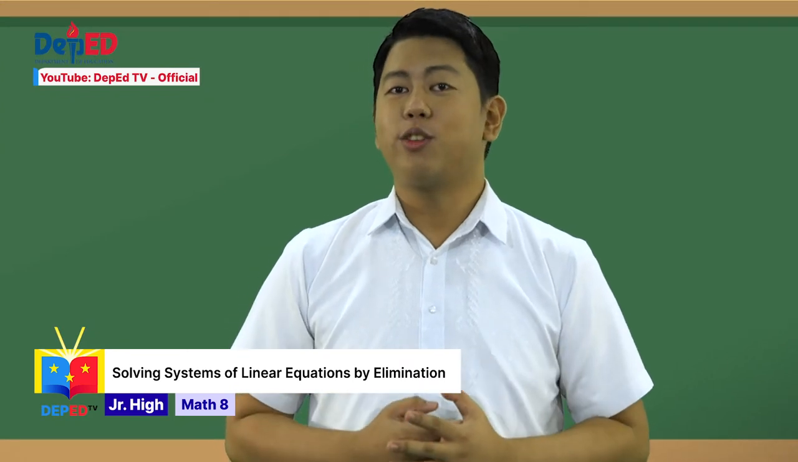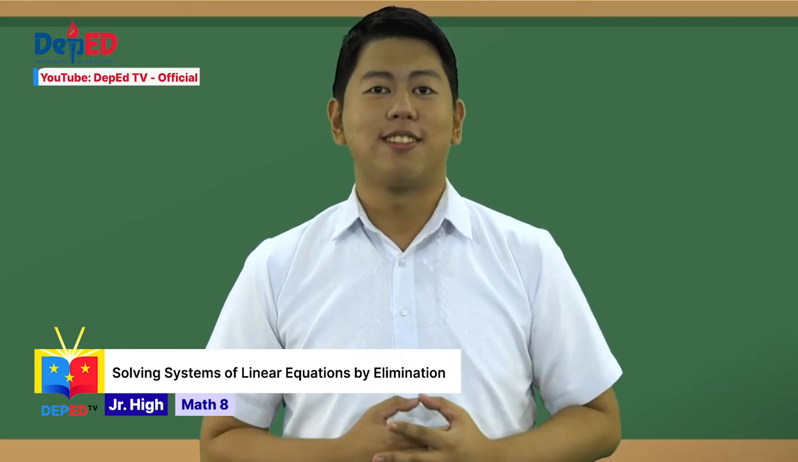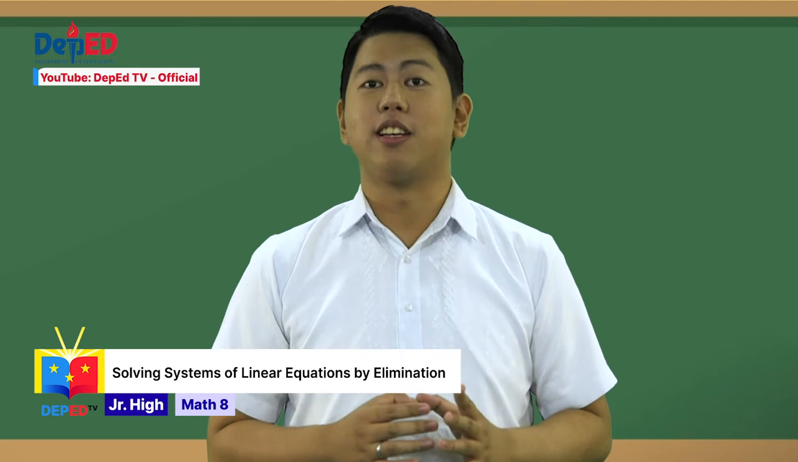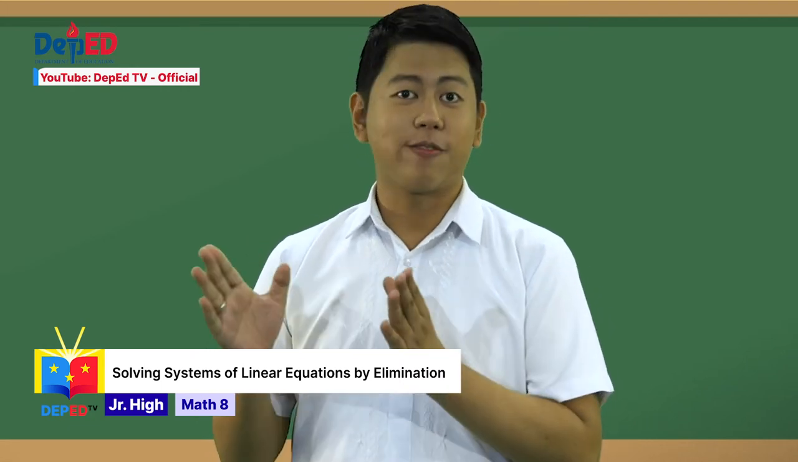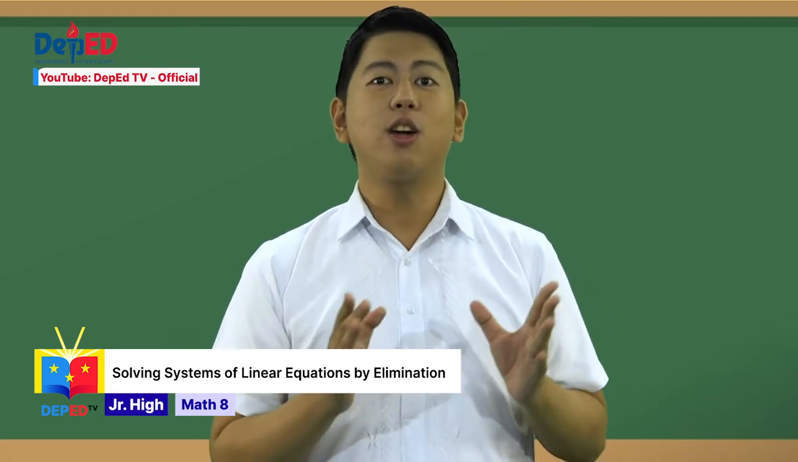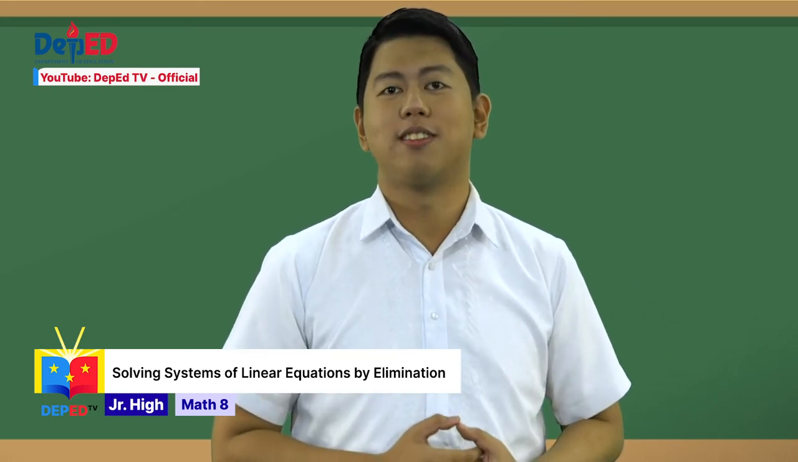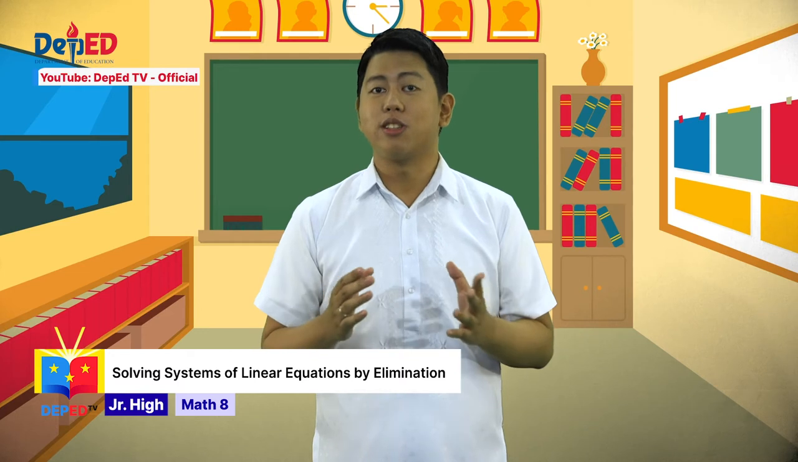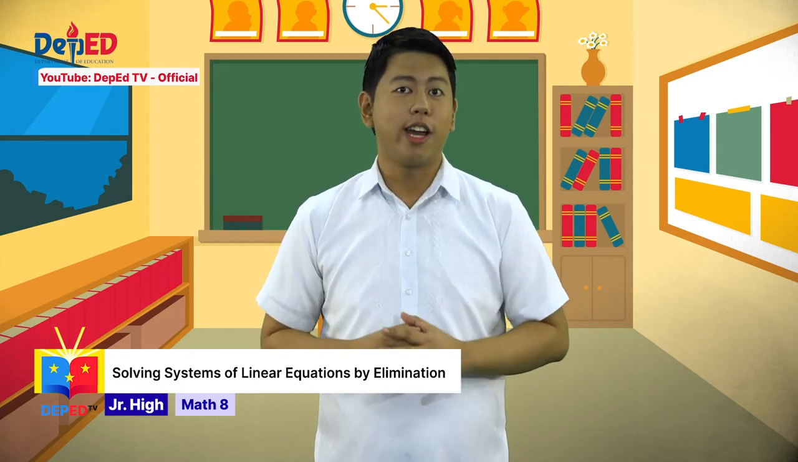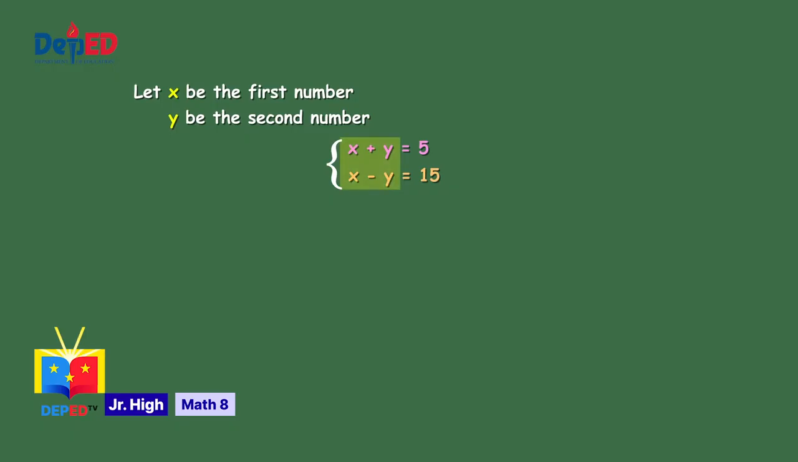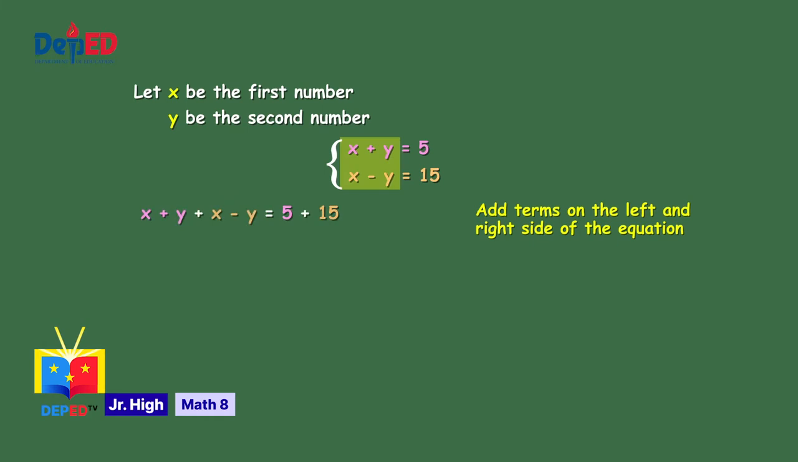There is another way to eliminate terms in our equations. That is to simply get the sum of the expressions on the left side of the equation, equal to the sum of the expressions on the right side of the equations. Since the expressions on the left side is equal to the right side of the equation, in this case, x plus y plus x minus y equals 5 plus 15.